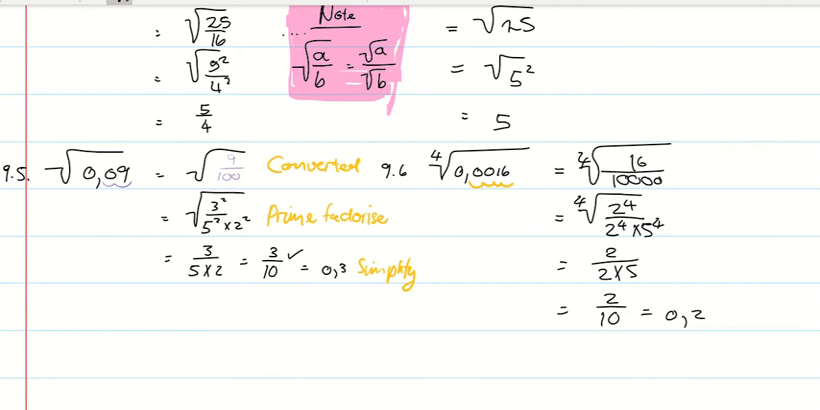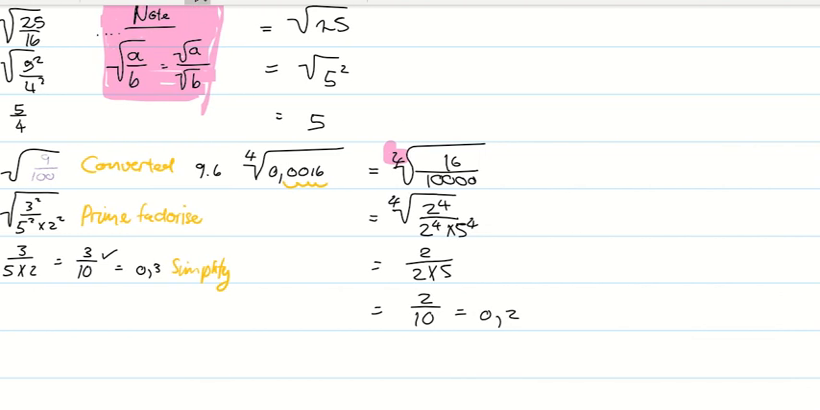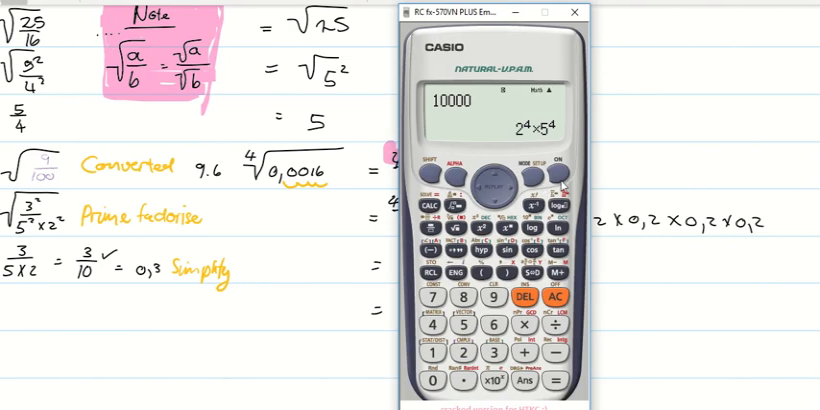How can we check our answer without the use of a calculator? We go back how many times? 4 times. So we should say 0,2 times 0,2 times 0,2 times 0,2 is supposed to give me back 0,0016. Let's check that. 0,2 to the power of 4, let's see if that is the correct answer.